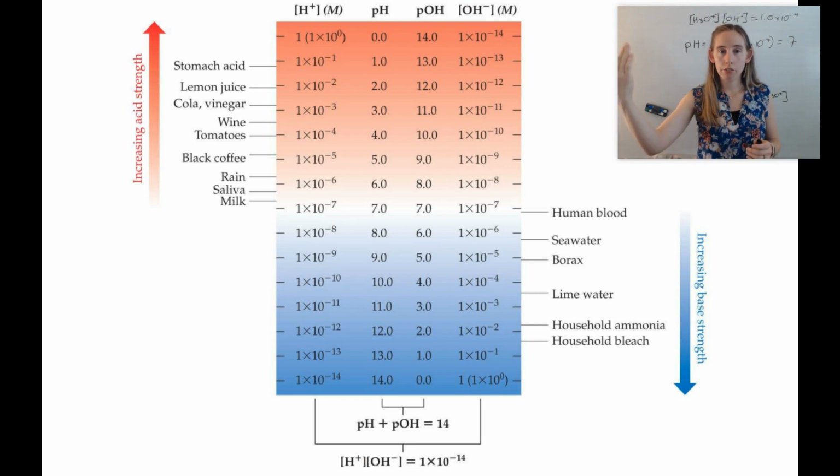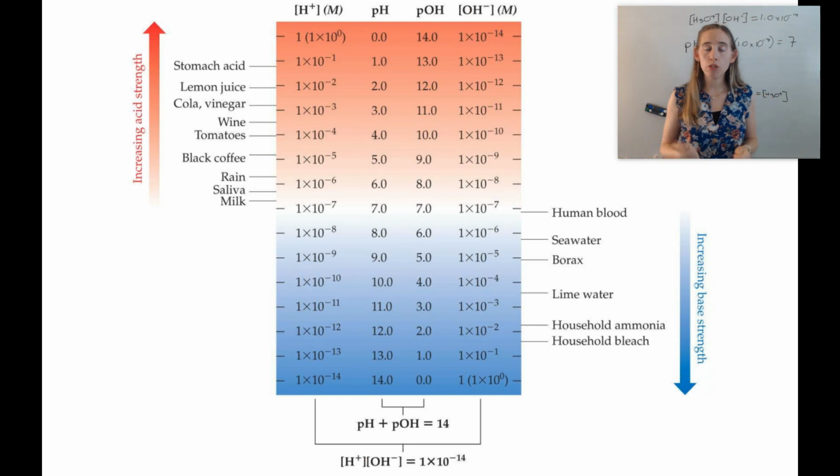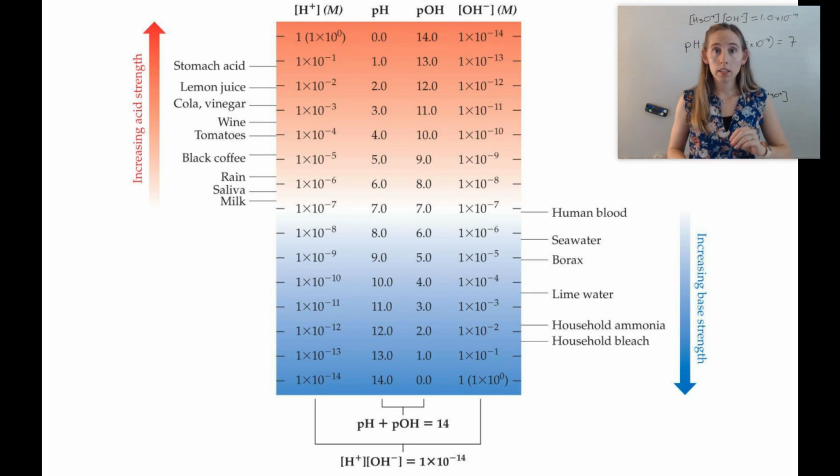On the other side, your basic side, you've got human blood, which is just slightly basic. It's actually about 7.4, your blood is. And then you have seawater, borax, lime water, and then notice your household ammonia and bleach. Those are cleaning detergents and cleaning agents, and those are very, very basic. Basic solutions are just as dangerous as acidic solutions.